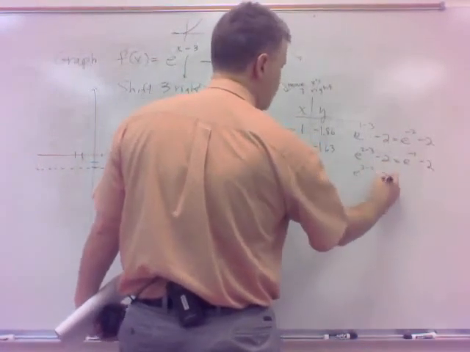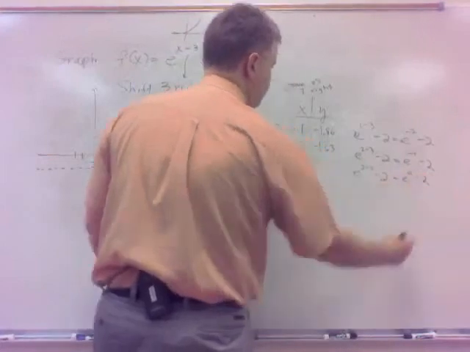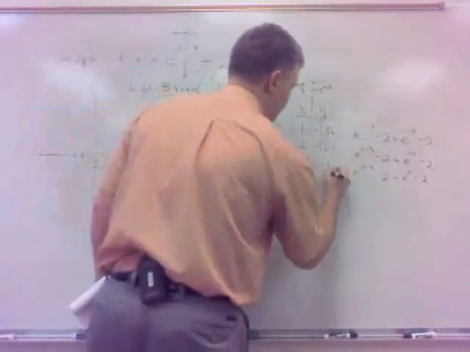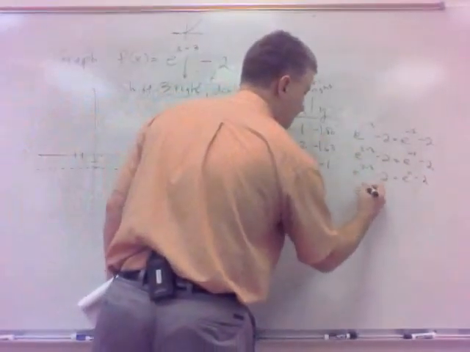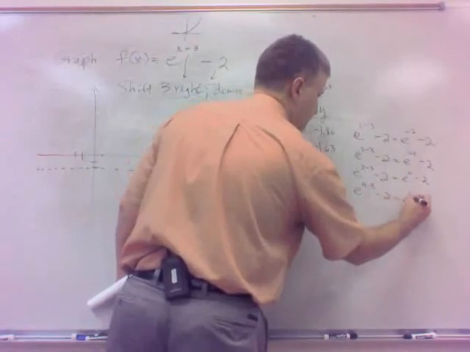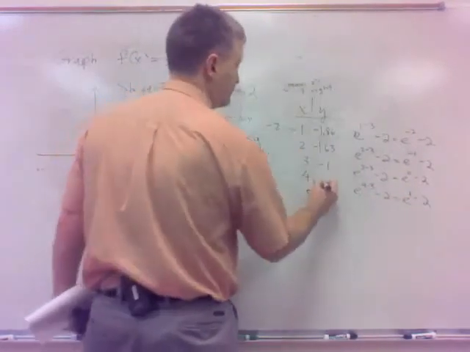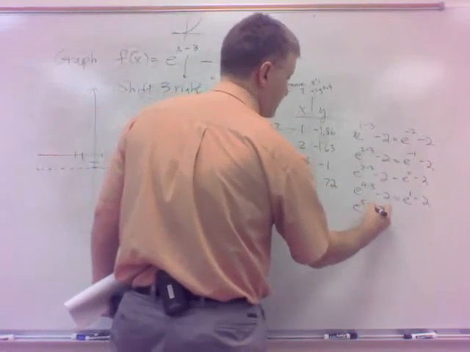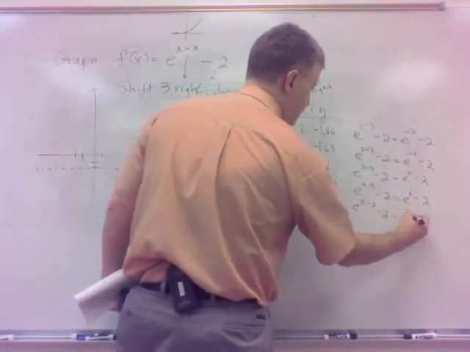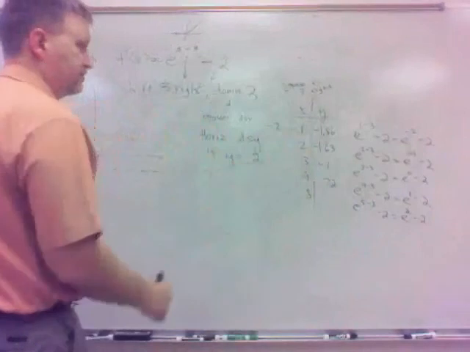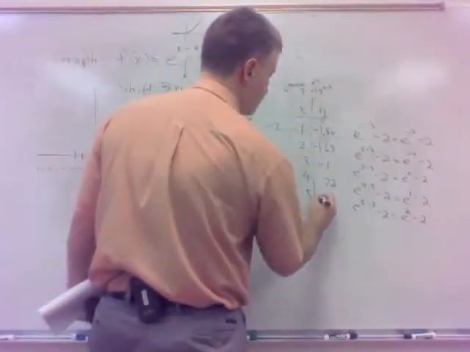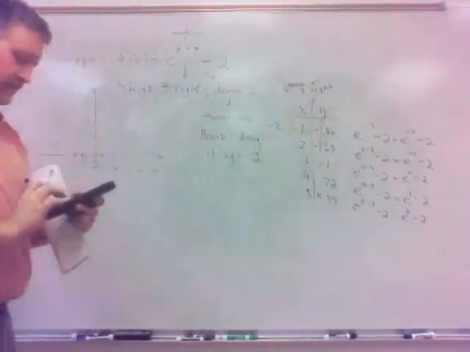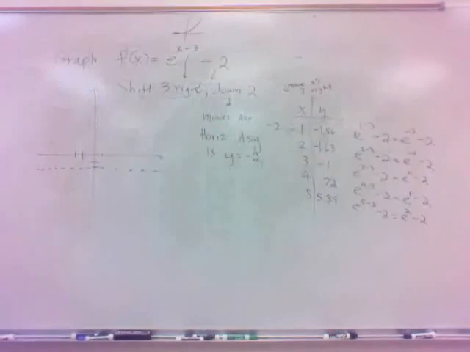At x is 3, I'll have e to the 0, right, minus 2, which is 1 minus 2, which is negative 1. At x is 4, I'll have e to the 4 minus 3 minus 2, which is e to the 1 minus 2, which is basically 0.72. And then x is 5, well, e squared minus 2, which is your 7.39 minus 2, so it would be 5.39. Checking on that. Is that okay? No, 5.39.